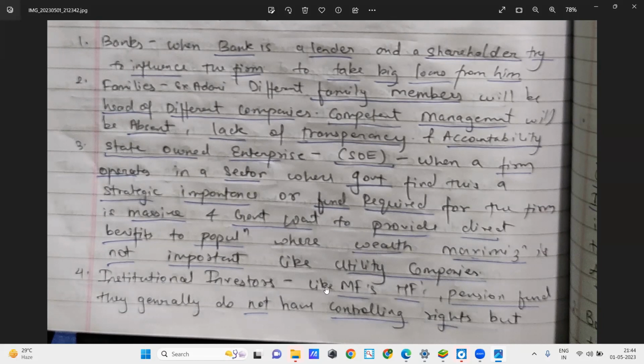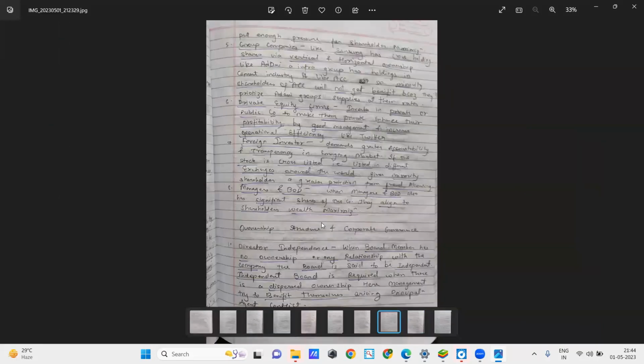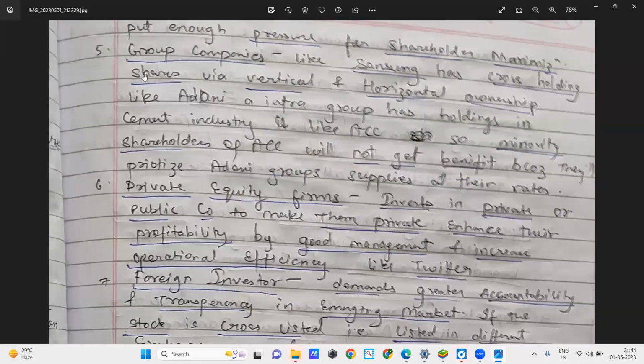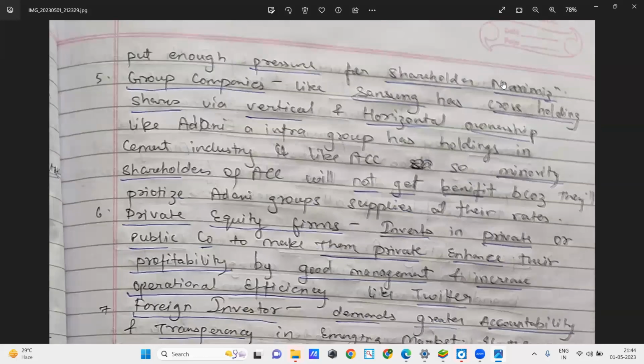The fourth one is the institutional investors, like mutual funds and pension funds. They generally do not have controlling rights, but they put enough pressure on companies. Various mutual funds control 20 to 30% of the stock of a certain company, and even though they don't have much voting power, they can influence the stock price. If a big mutual fund has invested in a certain company, the company's brand has been built, and the company will be taken as a positive stock.